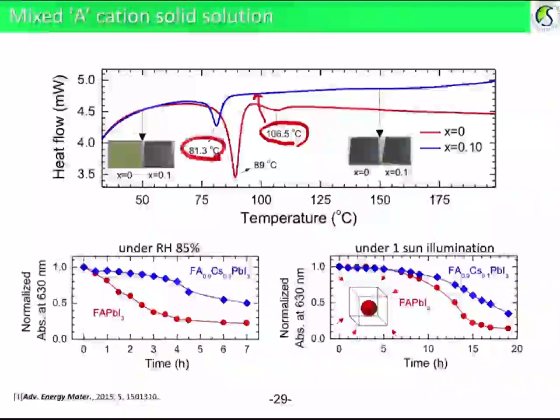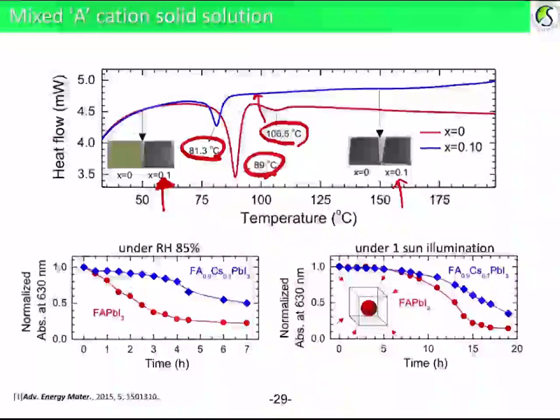And this lower temperature endothermic peak is from the evaporation of the solvent from the film. And from the photo of the film, you can already see that the color of the film with the cesium is black, which means that the perovskite phase is formed.